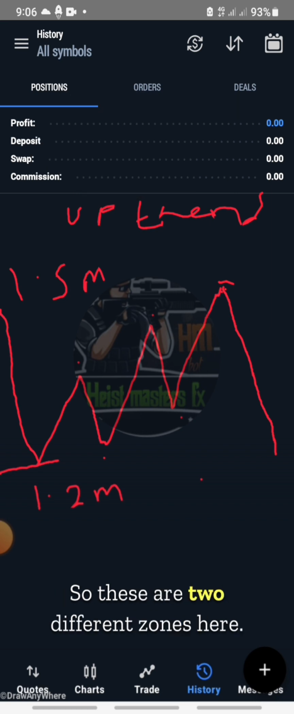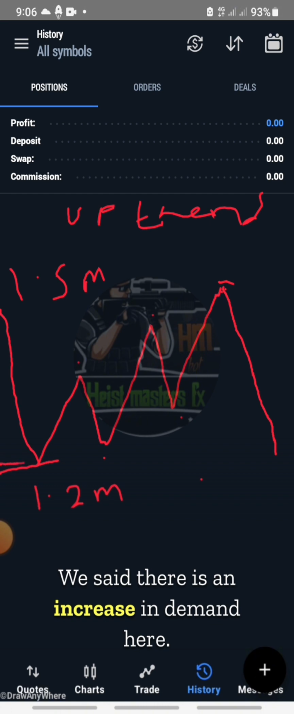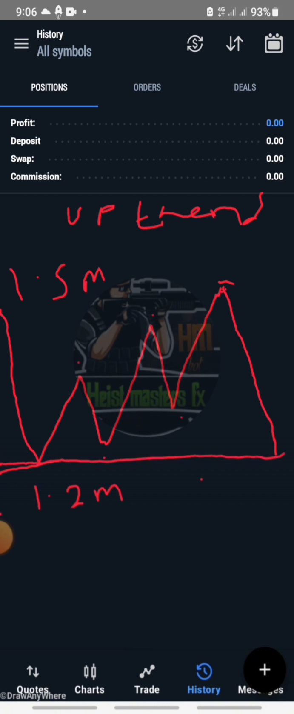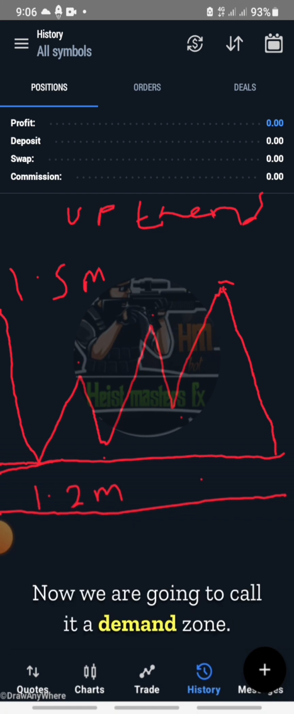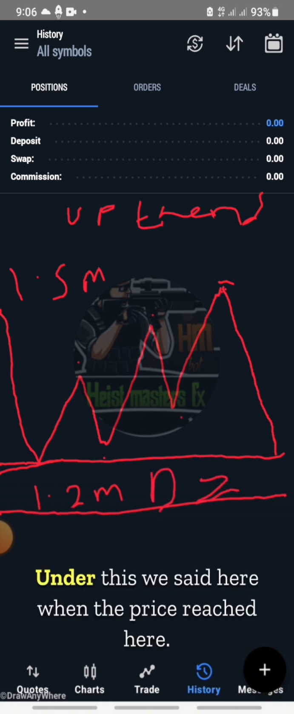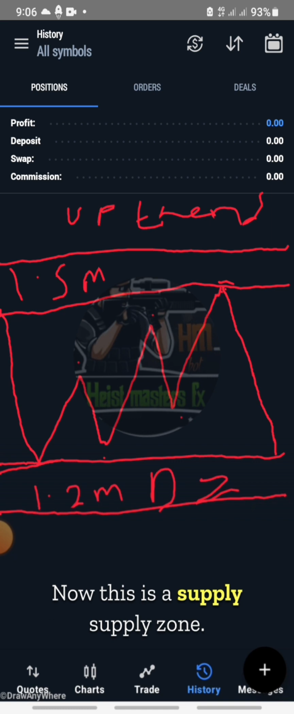So these are two different zones. Here we said there is an increase in demand. Here we have a concentrated demand area. Now we are going to call it a demand zone. And this we said, here, when the price reaches here, now this is a supply zone.